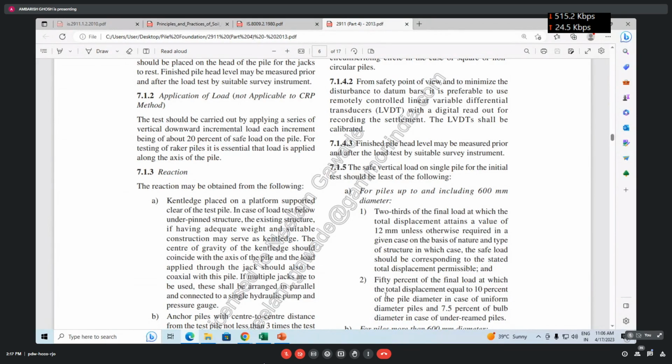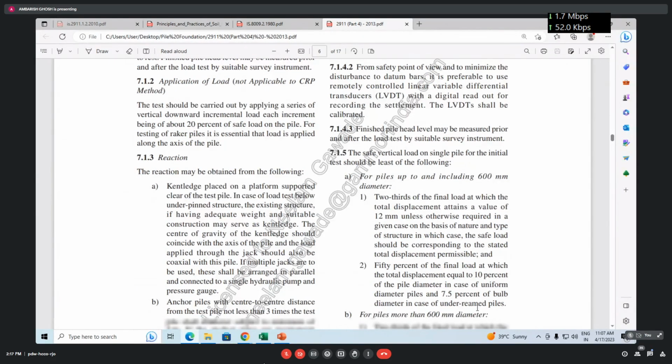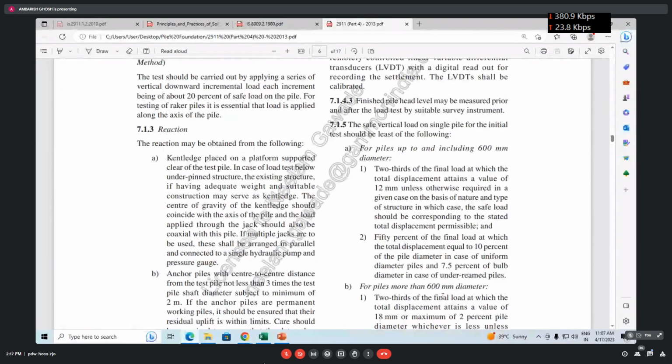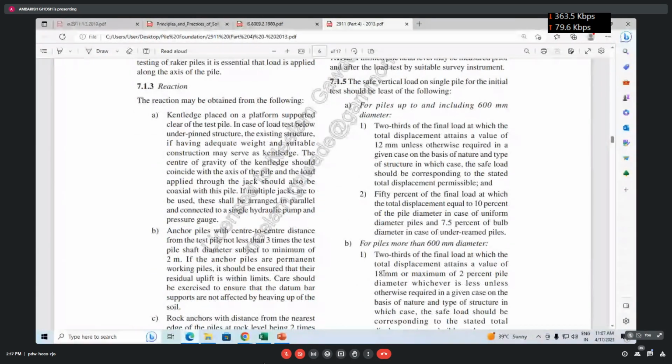50% of the final load at which total displacement is equal to 10% of the pile diameter in case of uniform diameter piles, and 7.5% in case of bell diameter piles. But for 600 and above, this will be allowed to 18 millimeter or a maximum of 2% of pile diameter. So now you can see, as I have told you for lateral load calculation in the morning, what we have done, say 5 millimeter, now people are allowing 1%. That is related to diameter. So here also you can see the load test data that you will be getting will be based on the diameter. So this part you have to know.